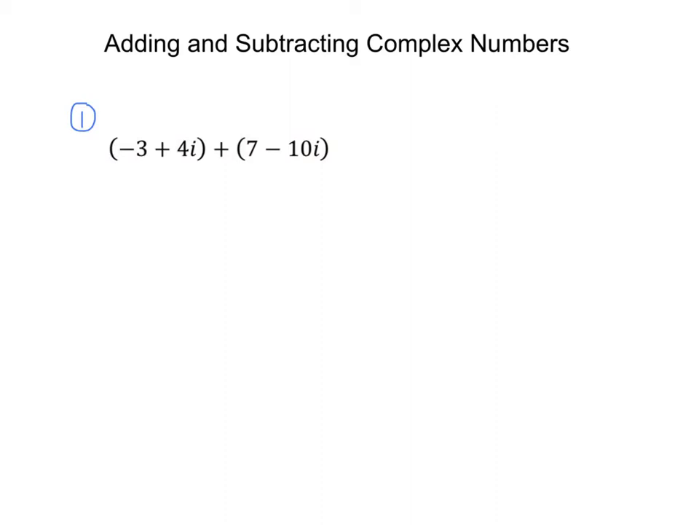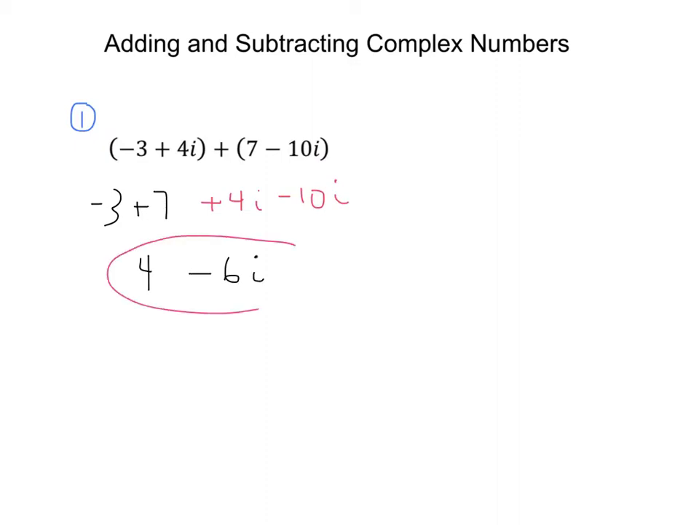It's really not that hard. All we need to do is just combine our real part. So I'm going to combine -3 plus 7, and then I'm going to combine the imaginary components. So I'm going to add plus 4i combined with -10i. Right? And our answer is going to be 4 minus 6i. Okay? There we have it.